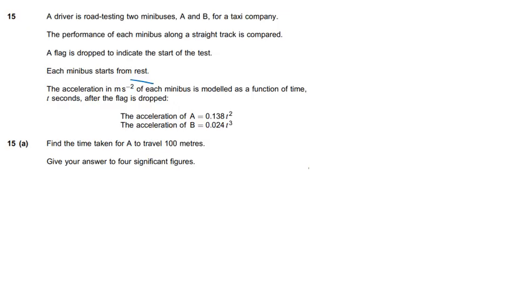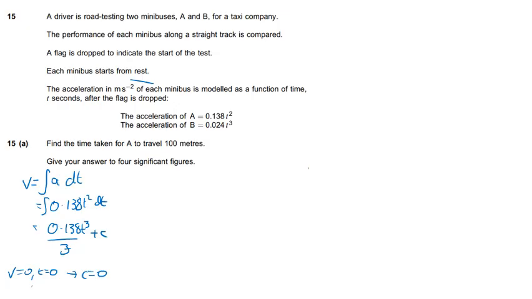Right, if we're given the acceleration, we want to find s. First of all, we know that the speed is equal to the integral of the acceleration. So we're going to integrate 0.138 t squared, which will give us 0.138 t cubed over 3 plus c. But we also know that it's starting from rest, so v is 0 when t is 0, and that gives us c is 0. So we get v is equal to 0.138 over 3, which is 0.046 t cubed.